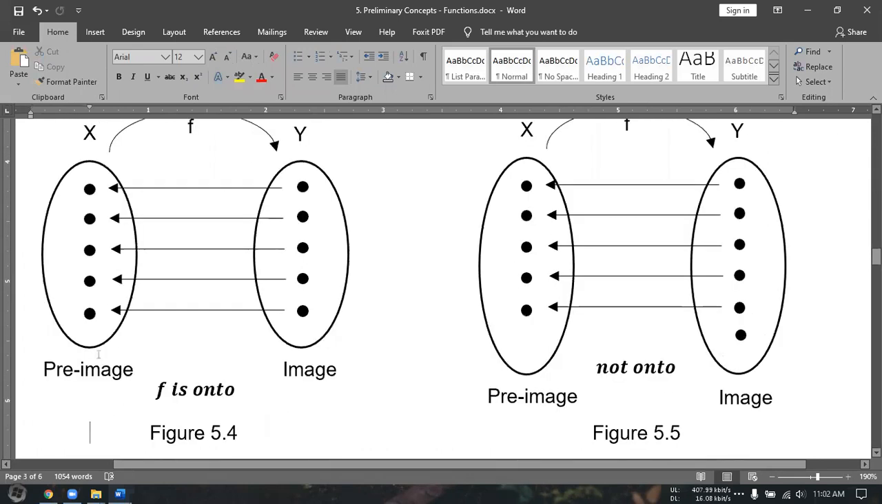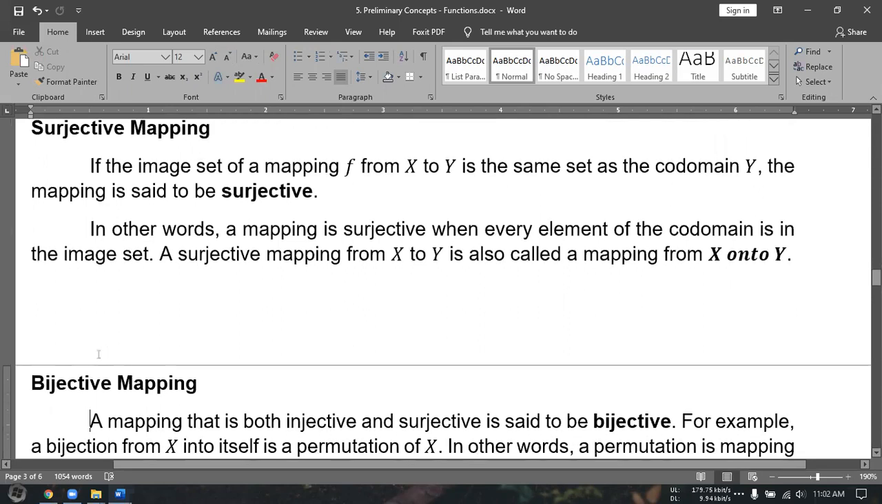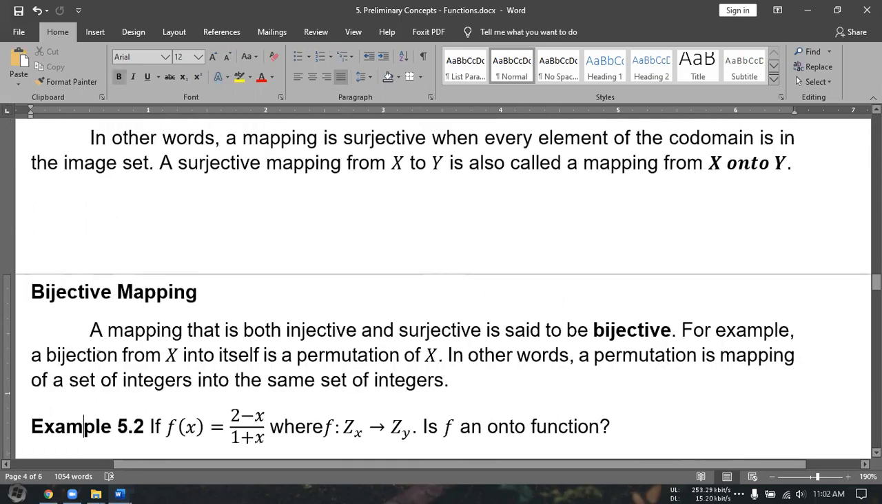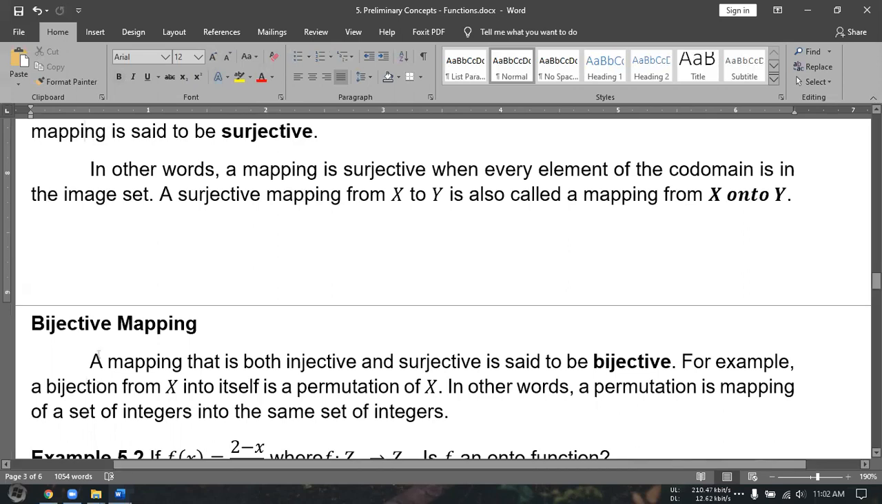Then we have the bijective mapping. A mapping that is both injective and surjective is said to be bijective. A mapping is said to be bijective if we satisfy both the onto function and the one-to-one function. One-to-one and onto function.